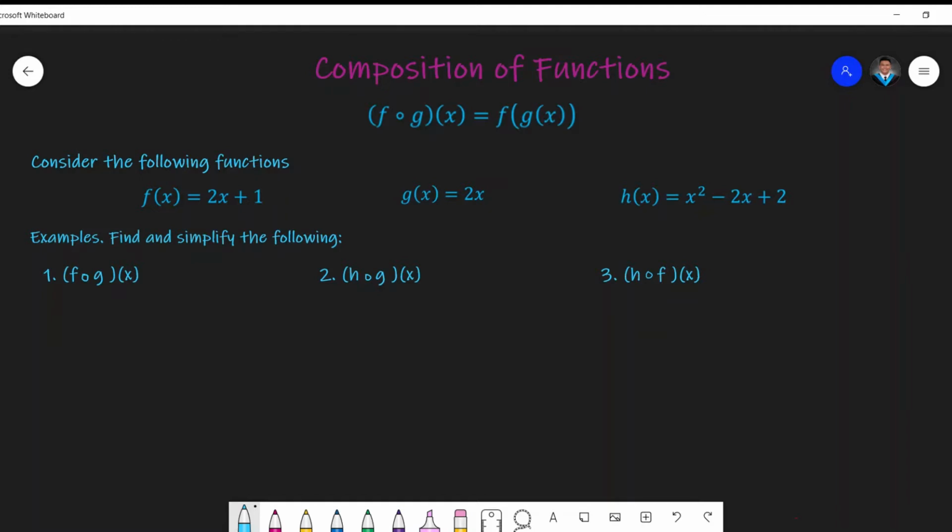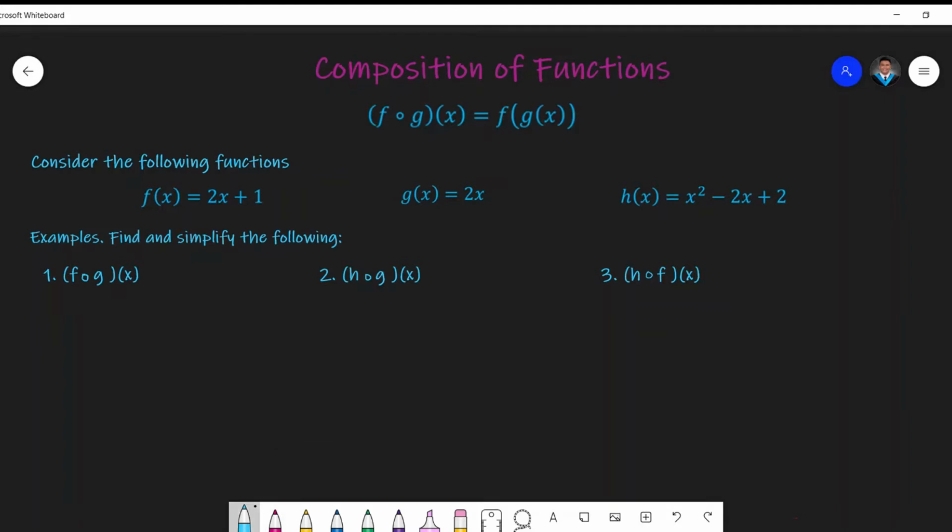Okay, now consider the following functions. We have f of x is equal to 2x plus 1, g of x is equal to 2x, and h of x is equal to x squared minus 2x plus 2. Now, find and simplify the following. Now, let's start with the first. Let's try to find and simplify f composed of g of x.